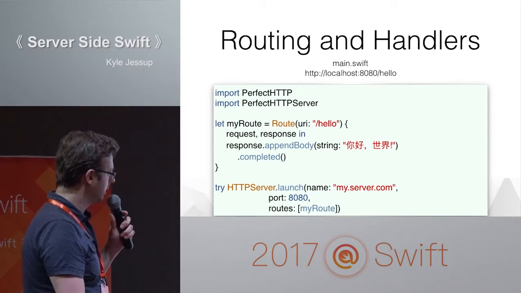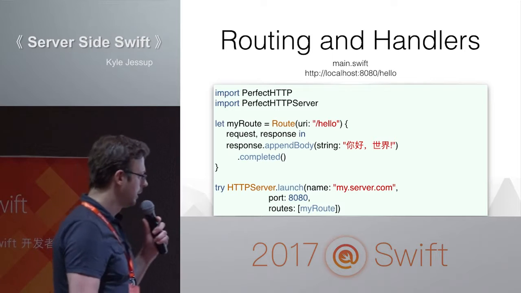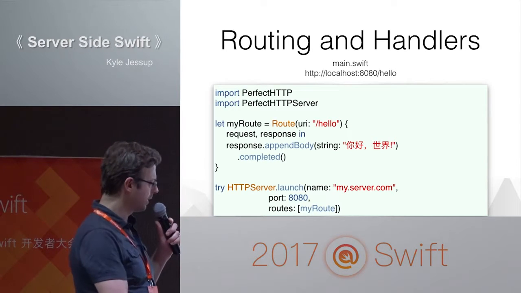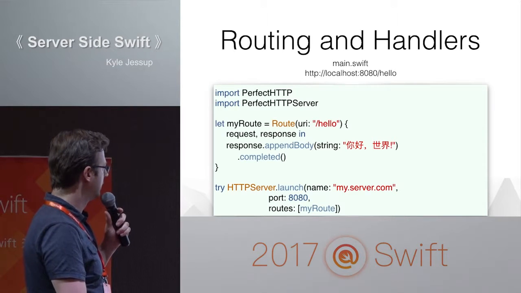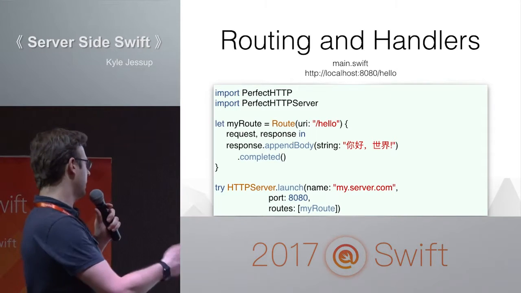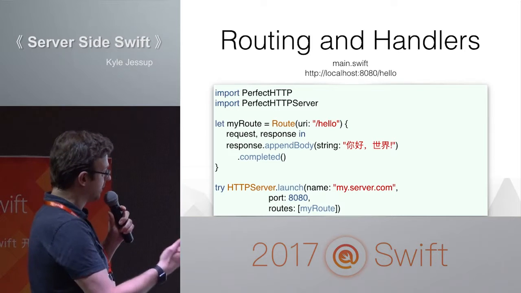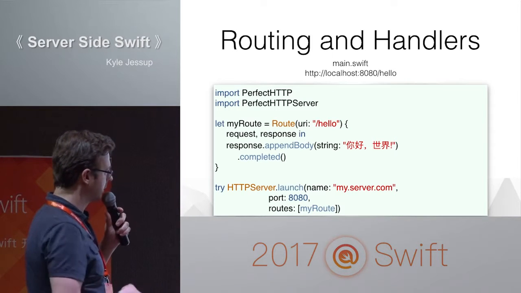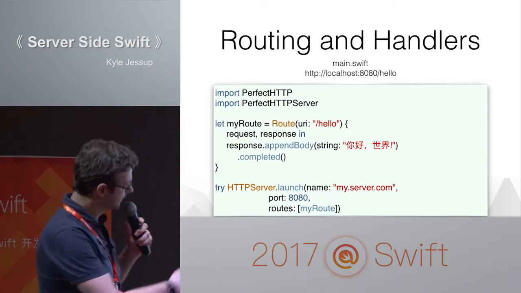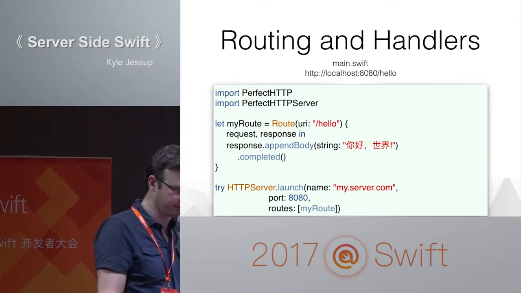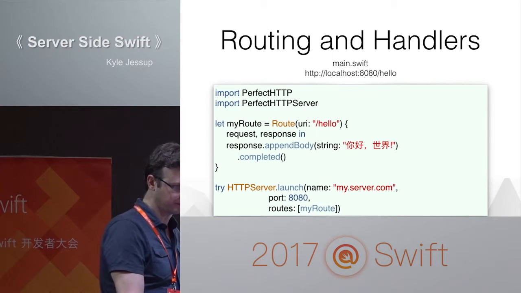And then down at the bottom, you can see that we're launching the HTTP server. We give it a name, we set the port, in this case it's 8080, and then we give it a list of routes. So there's a few other objects. There's an actual routes object which bundles in a bunch of routes, but you can specify it in several different ways. In this case, I'm just giving an array of one item.